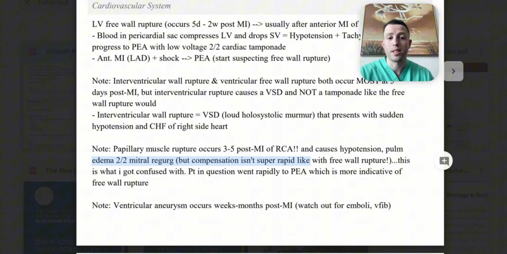So the patient in the question stem is going to really decompensate quickly and go into pulseless electrical activity. You think more free wall rupture because it's very, very acute. It's a huge volume of blood that leaks out, causes pericardial tamponade, and these patients get hypotensive, tachycardic, with a cardiogenic shock type picture. That's when you start thinking free wall rupture. And obviously you can die from this.